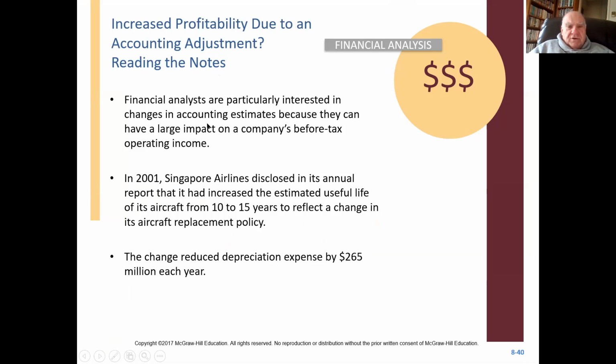Financial analysts are interested in changes in the accounting methods because they can have a big impact. Earlier, we briefly looked at how Singapore Airlines had increased its estimated useful life from 10 to 15 years. What that did was reduce future depreciation expense by $265 million. Now, Singapore Airlines is a darn big company, but $265 million is still a pretty nice chunk that represents an incremental change in net income. Investors want to know these things, okay?